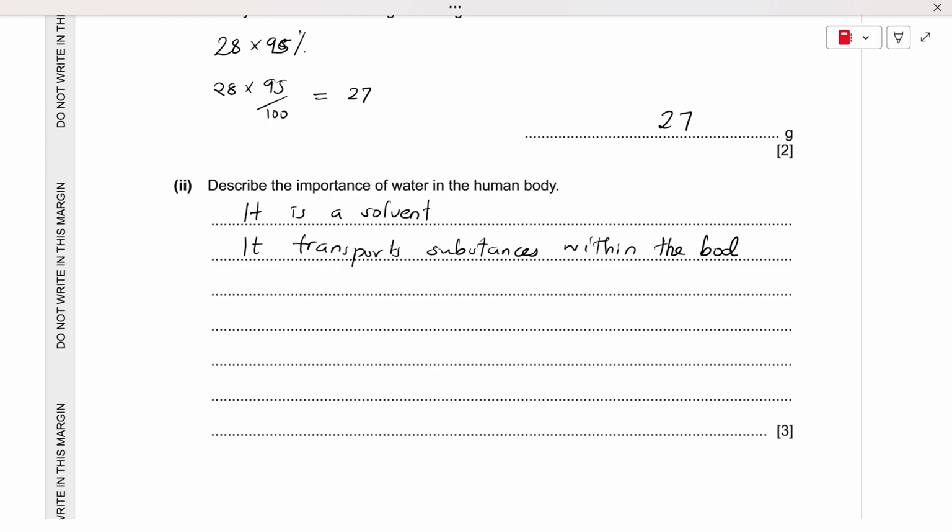All right, these substances can be nutrients, gases, or wastes. But also it regulates temperature. Another role is temperature regulation. But it can also be used in the process of digestion, so we can say here it's used for digestion. These are some of the importances of water in the human body.